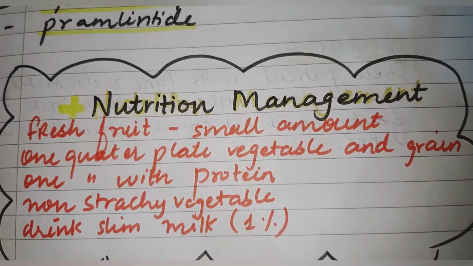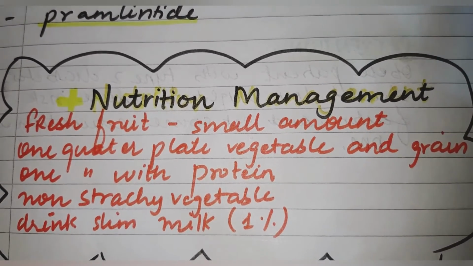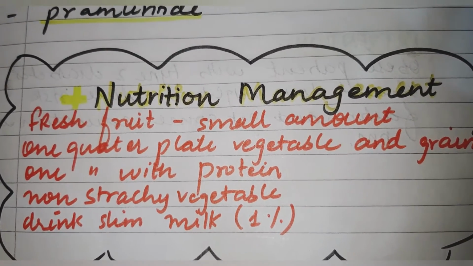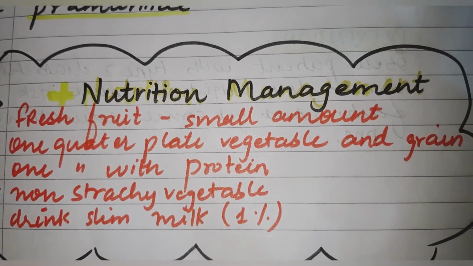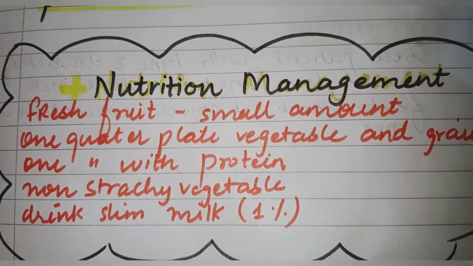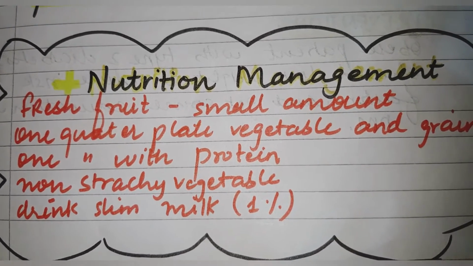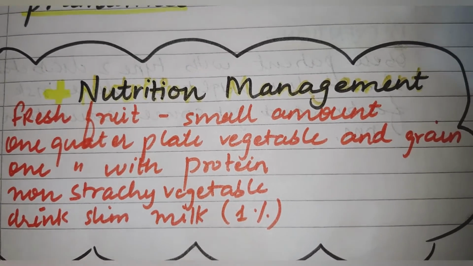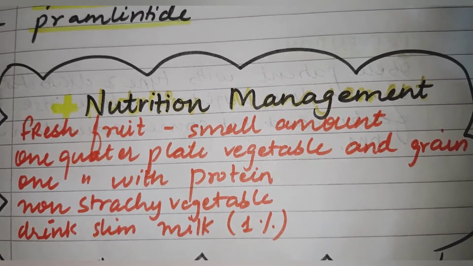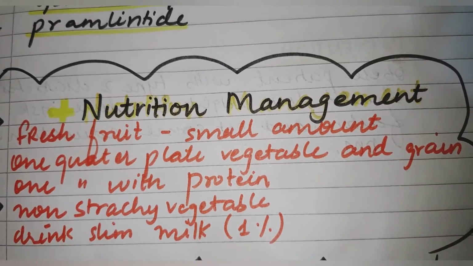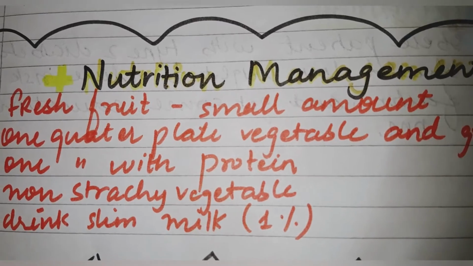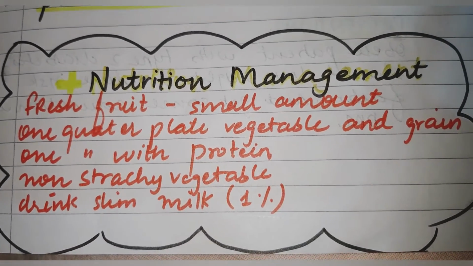So with the medical management, the nutrition management goes hand in hand. If the patient is not doing the nutrition management, then to cure diabetes mellitus is very hard. So basically we ask the patient to eat a small amount of fresh fruits. Along with that, a quarter of the plate with starchy vegetables, a quarter of the plate with proteins, a quarter of the plate with non-starchy vegetables, and 1% skim milk, a glass. So these all are the nutrients which are essential for the patient with diabetes mellitus.